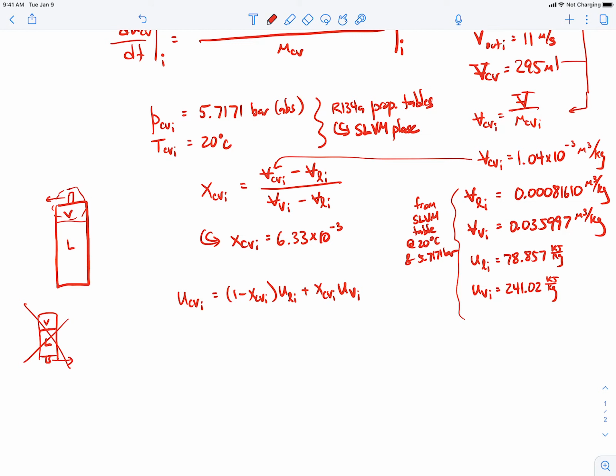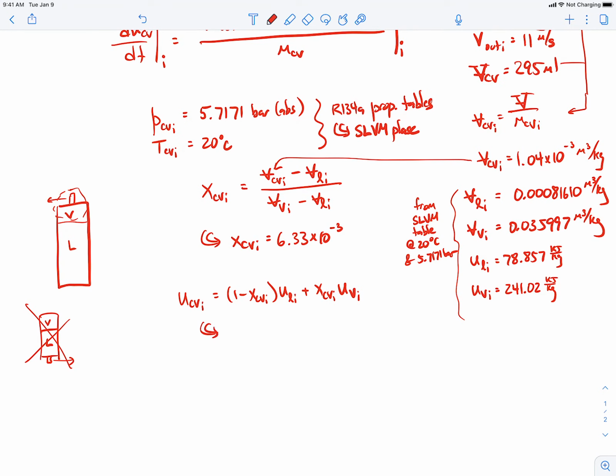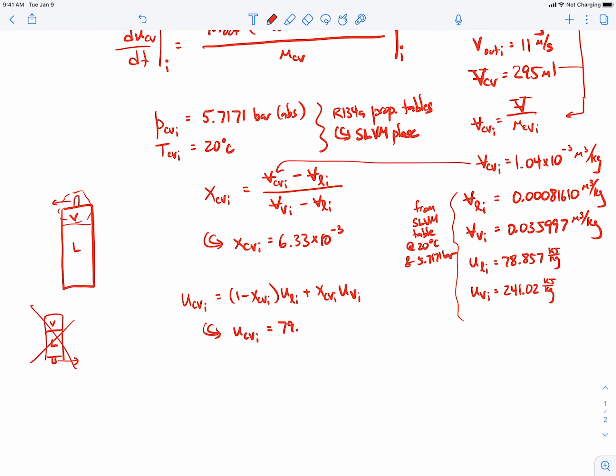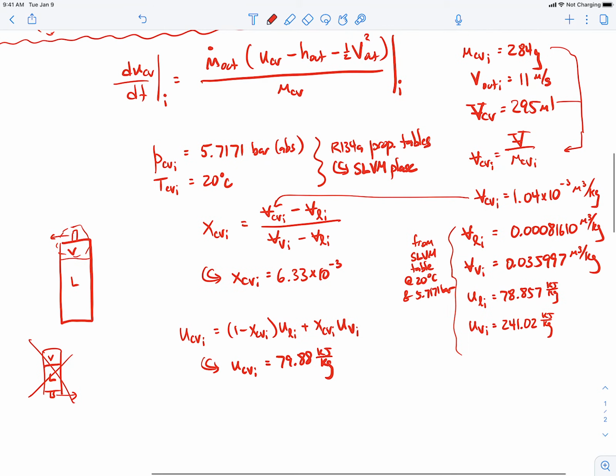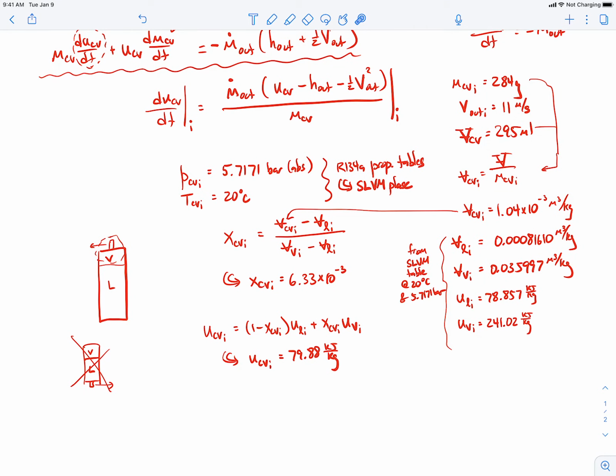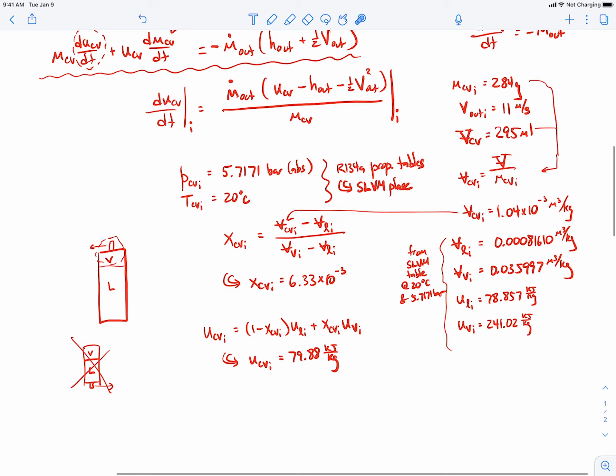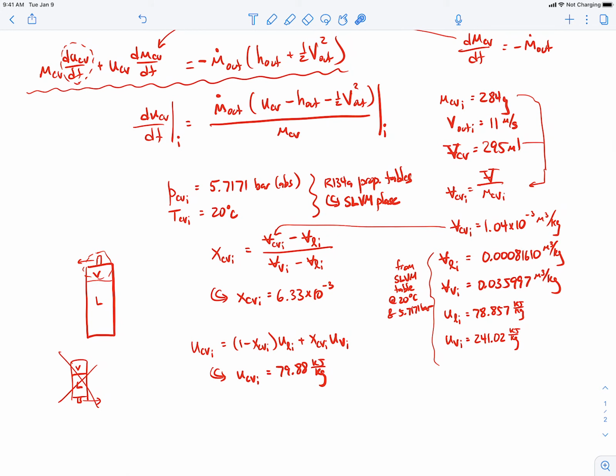Okay, so anyway, if we do this, then we can calculate the initial specific internal energy within the control volume, and that comes out to be 79.88 kilojoules per kilogram. All right, so we're making good progress. So now we've found the mass within the control volume. We know the mass flow rate out. We haven't calculated that one yet. We're going to have to find that in just a moment. But we do have this one.